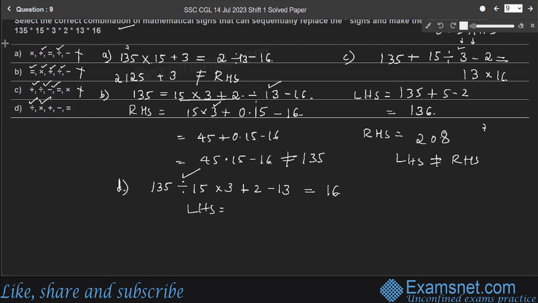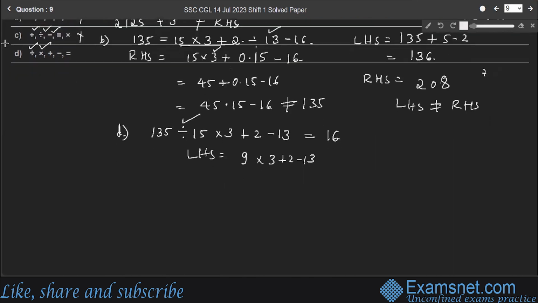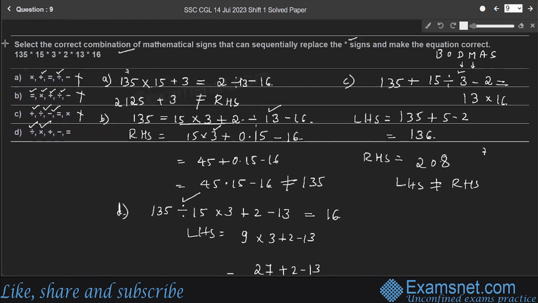So according to BODMAS, let us solve the division part first. 135 divided by 15 is 9, into 3 plus 2 minus 13 is equal to 27 plus 2 minus 13. So 29 minus 13 is 16, which is equal to RHS, right? Therefore, option D is the right answer, right?